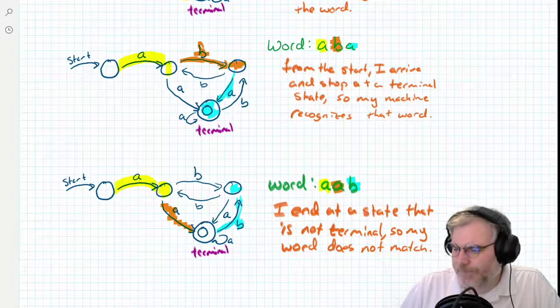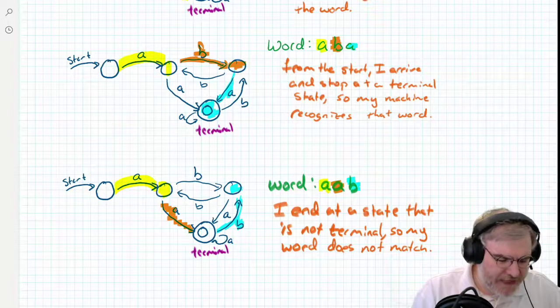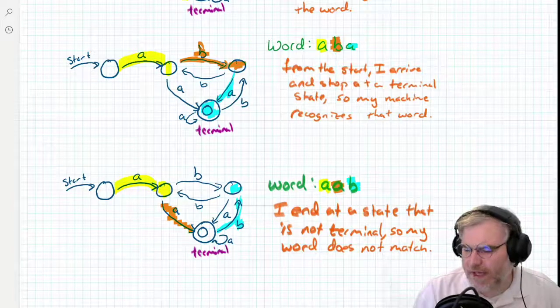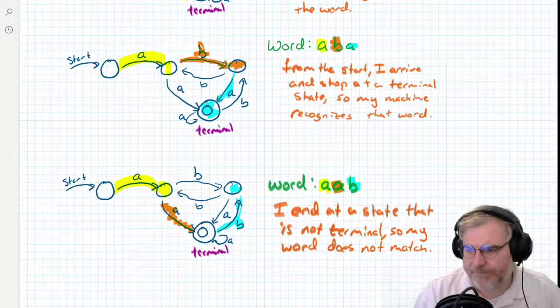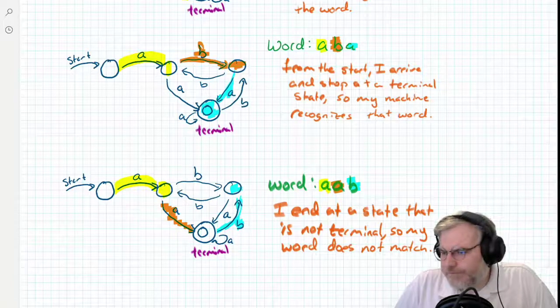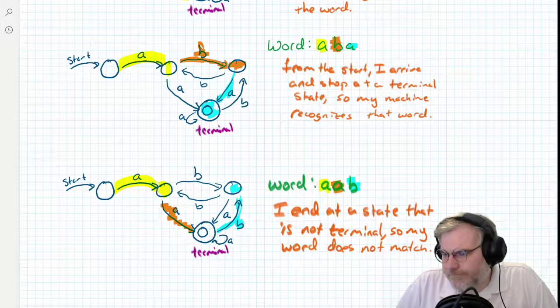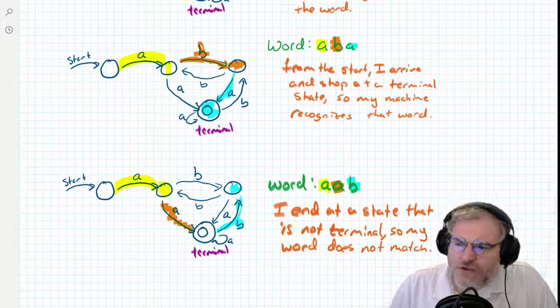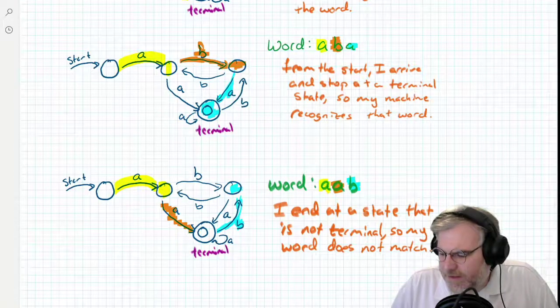Okay. How do we feel about that? This word does not match that. That word would not be recognized by that automata. Okay. Well, let's look at the sort of words that this thing recognizes.